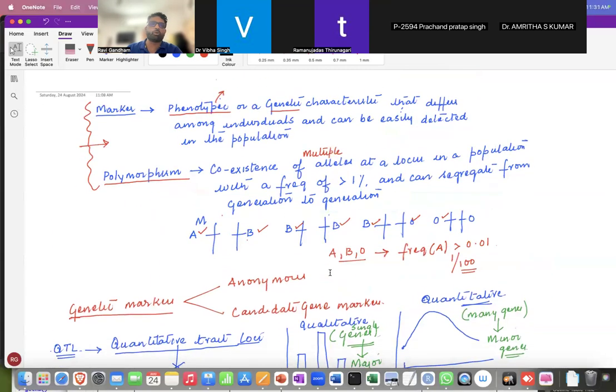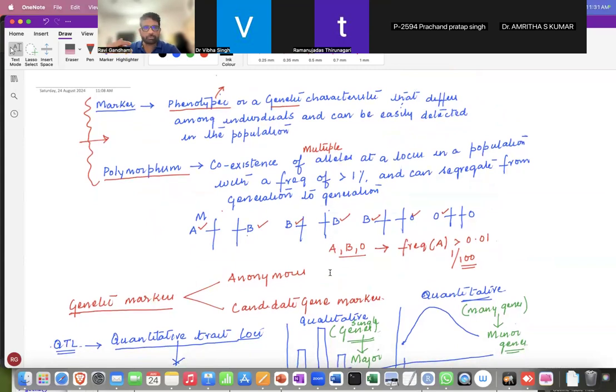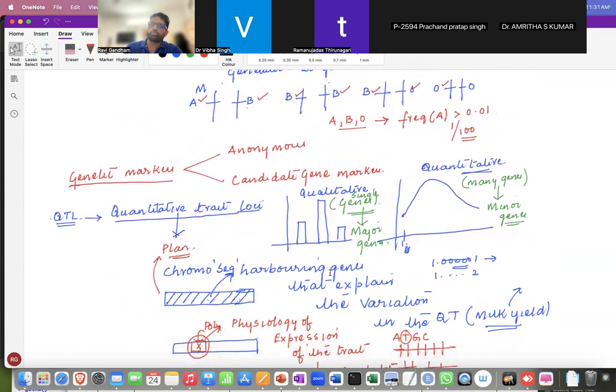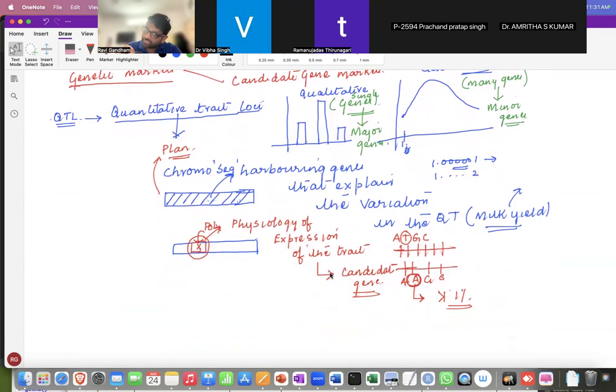Initially we started with a marker, with polymorphism. Now, slowly we are coming to genetic markers. This is a candidate gene marker. A candidate gene is the one that explains the physiology of expression of a trait. And what is a candidate gene marker? If there is a marker, in the sense of a single nucleotide polymorphism within the candidate gene, which can explain the physiology of expression of a trait, then you say that it is the exact marker. Okay, hopefully you've got this.